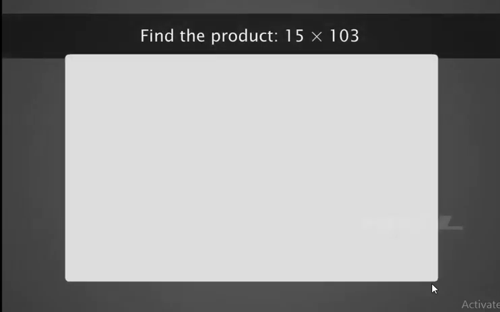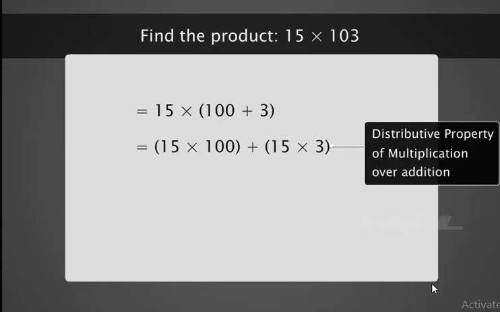We can easily multiply large numbers using the distributive property of multiplication. For example, we can make the process of multiplying 15 by 103 simpler by writing 103 as 100 plus 3. Then, apply the distributive property and find the products of 15 and 100, and 15 and 3. We can add the products to get the final result.